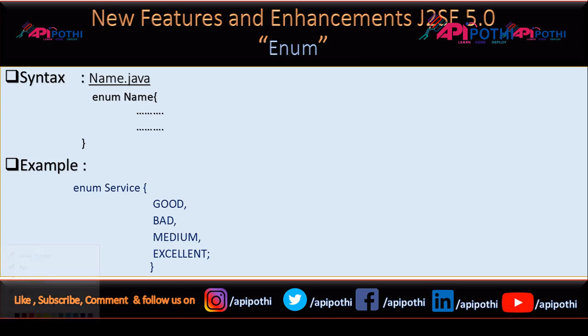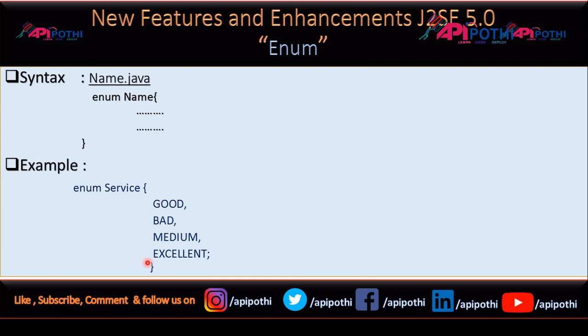If you see here, name.java means I have created one enum called name, and I am saving this file as name.java only. It's the same as the class name only, nothing changed, only instead of class we are writing enum. And this is the example: I have created one enum called service, where I have declared 4 fields: good, bad, medium and excellent without value.